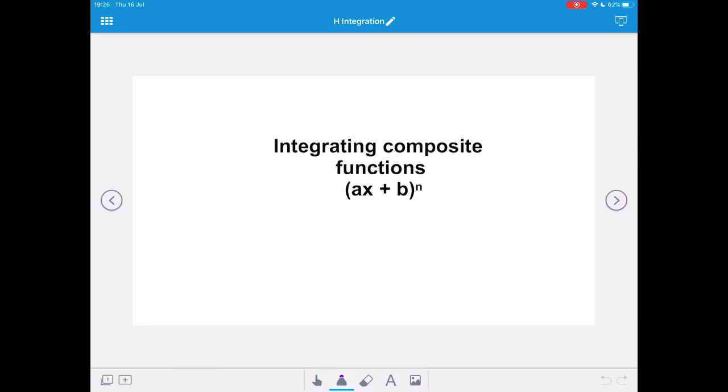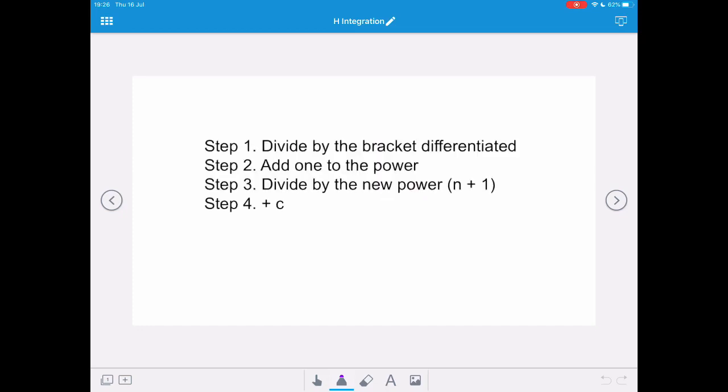In this video, we're going to look at integrating composite functions. So that's functions of the form (ax + b)^n. And we're going to do this using our chain rule for differentiation. So step 1 is to divide by the bracket differentiated.